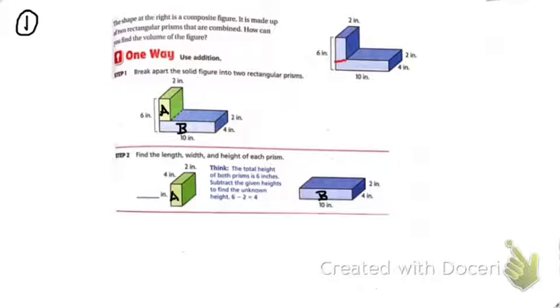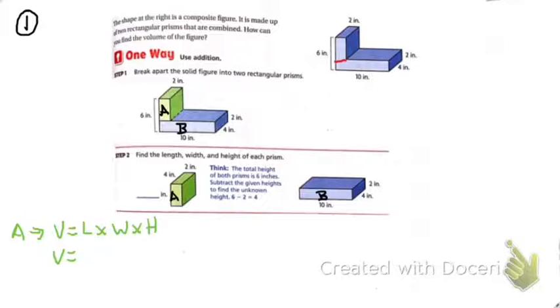And when I have separate prisms all by themselves, I know how to find the volume. That's volume equals length times width times height. So I'll solve for rectangular prism A first. And as always, I'm going to write my formula. V for volume equals L for length times W for width times H for height. We always write our formula before we do the volume. Then I will rewrite my V for volume, and I need to figure out what my length is.